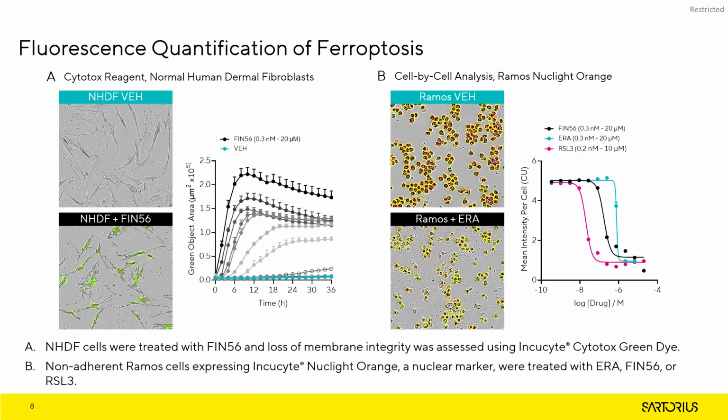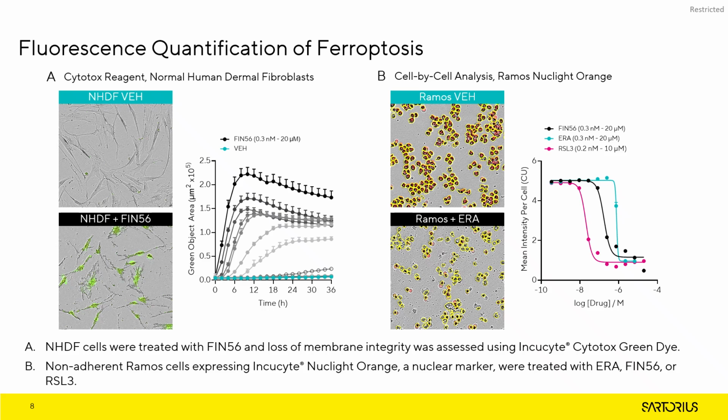So the next two figures are going to look at how we can quantify ferroptosis using fluorescence readouts. In this example on the left here, we had normal human dermal fibroblasts, and these were treated with FIN56, and then the loss of membrane integrity was assessed using the Incucyte Cytotox Green dye. We've got some images shown here at 36 hours for either vehicle or FIN56, and we can see alongside this in the time course that FIN56 induced rapid and concentration-dependent cell death over time compared to vehicle.